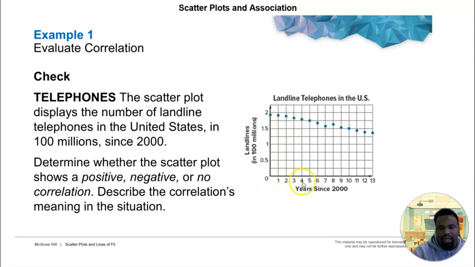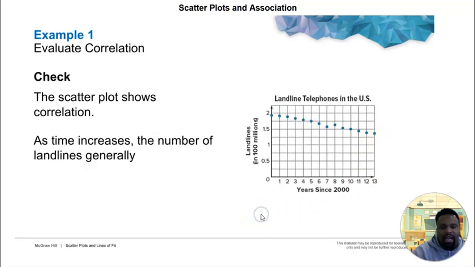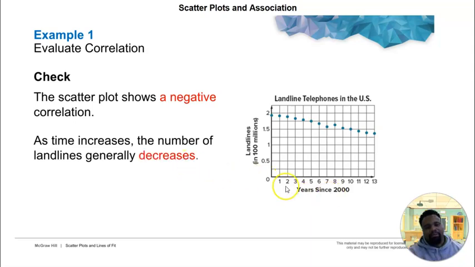So look, as the number of years increases, look at the number of landlines. The number of landlines decreases. So it's going to represent a negative association. As time increases, the number of landlines generally decreases.